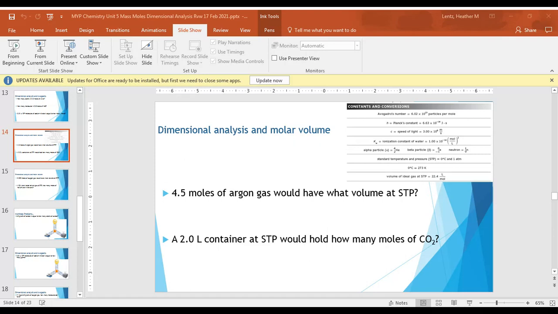Standard temperature is 0 degrees Celsius. Standard pressure is 1 atmosphere of pressure. This is the pressure that Earth's atmosphere exerts at sea level. So that's STP, 22.4 liters per mole.